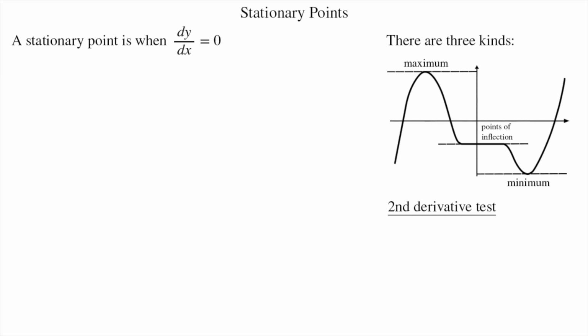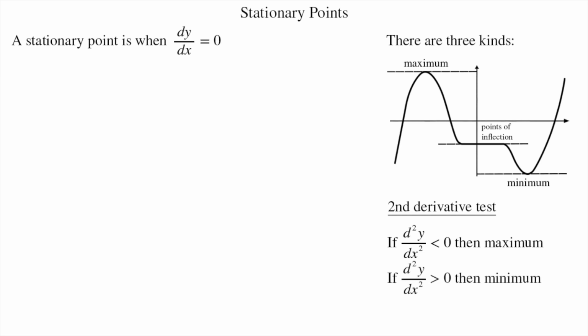It says that if the second derivative of y with respect to x is less than 0, then we have a maximum point. If d2y by dx squared is greater than 0, then we have a minimum point. But if d2y by dx squared is 0, then unfortunately we can't tell which type of point we have.